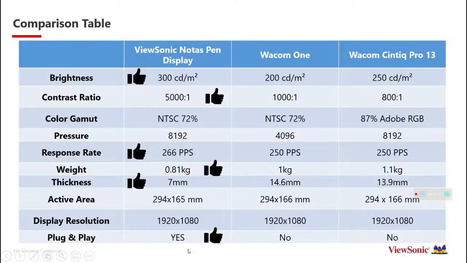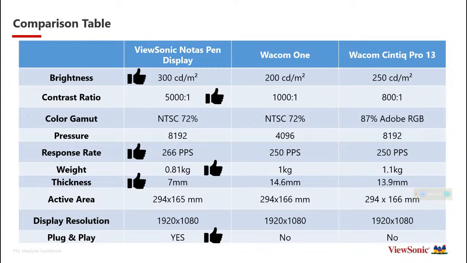And we can see the comparison table now. For the Notas, we just want to compare with the Wacom product, because Wacom is a much better-known competitor in the market. There are a lot of other Chinese brands, and even with some of them, the pricing for this kind of 13.3 inch display will be higher compared to ours. You can see the brightness, we excel compared to Wacom One, which is only 200 nits, and Cintiq Pro is only 250 nits.